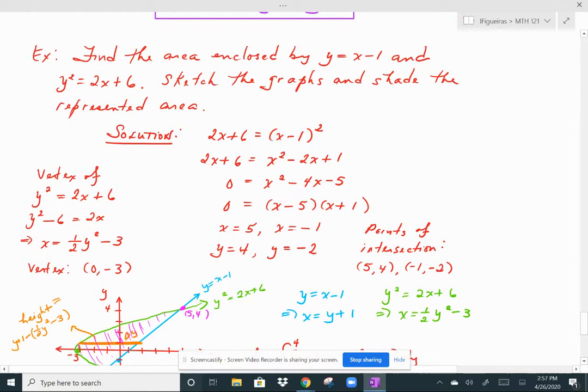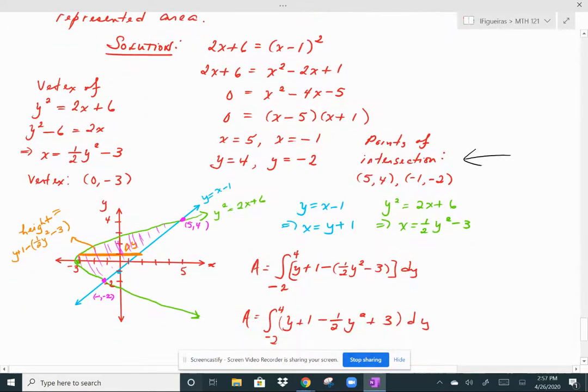And just as I mentioned previously, you want to plug in to your equation. The first one is the easiest one to work with. So when x is 5, y is 4. When x is negative 1, y is negative 2. So I have 2 points of intersection, (5, 4) and (-1, -2). So those are the 2 points that you see here on the graph in this purpley pink color. All right.